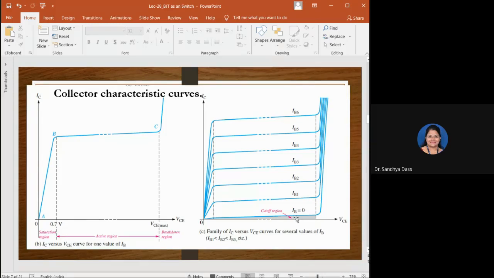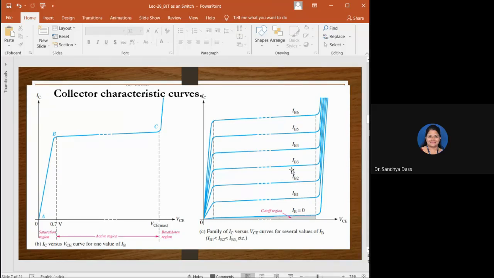Okay, so as you can observe from the graph here, when IB, the base current, is zero, there will be some leakage current, which we call ICEO. In the graph it is exaggerated. The leakage current won't be so much, but just for visualization it is exaggerated, to show that there will be some leakage current.